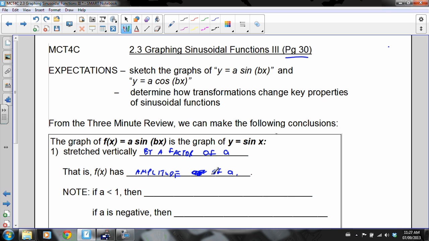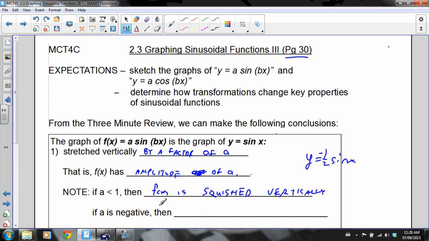Good. Note, if A is less than 1, so A was a half, for instance, then it's actually not a stretch, it's a squish. It's a vertical squish. We saw that in that last one. Squished vertically. This one, right? We saw that one. It was actually a negative, but the amplitude was less than 1. Well, it was a half, wasn't it?